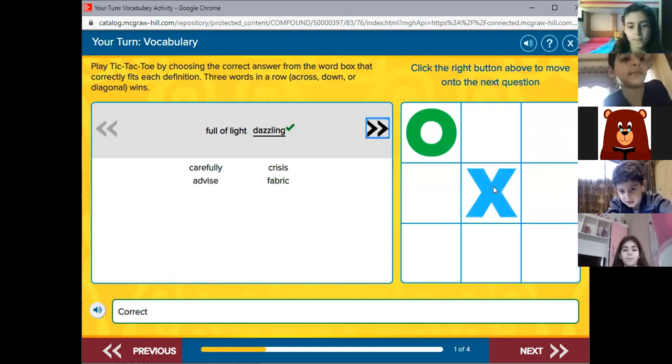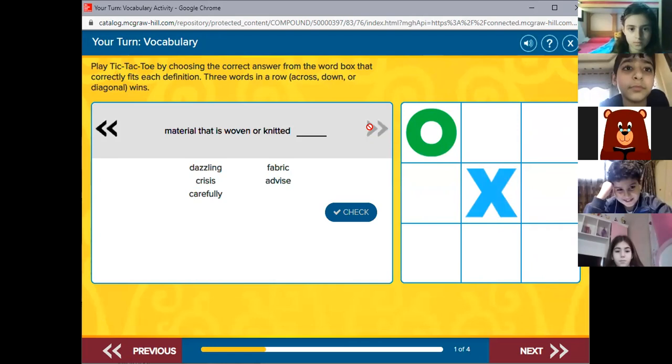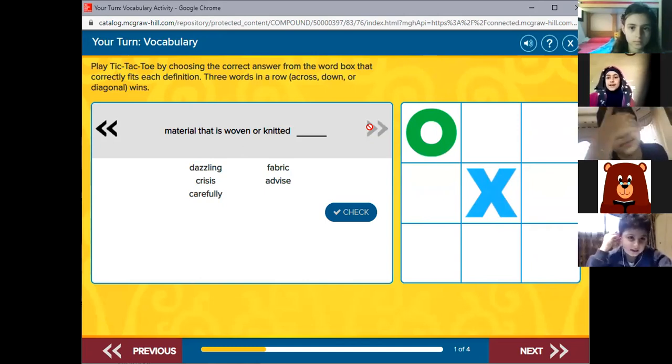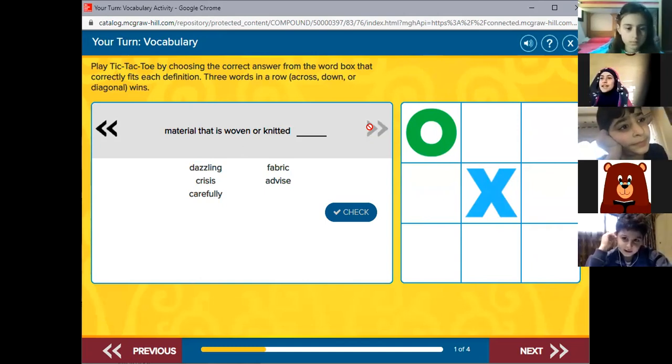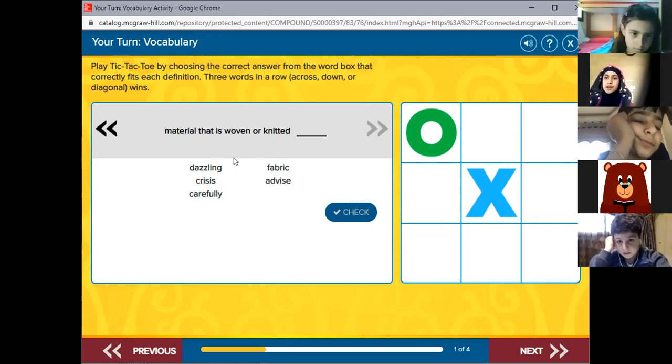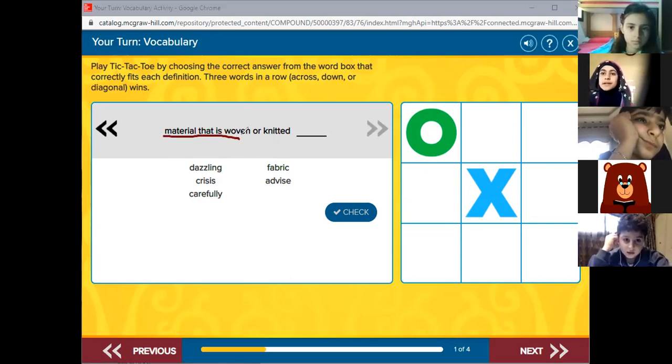Yalla, Joel. Wait, you have to answer first. You will do the X and the computer will do O, okay? So you have to answer: material that is woven or knitted. Read, miss, you don't have to hear me. What does this sentence say? And you have to fill in the blanks.